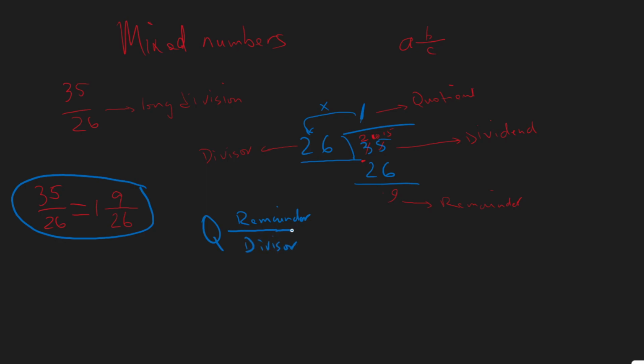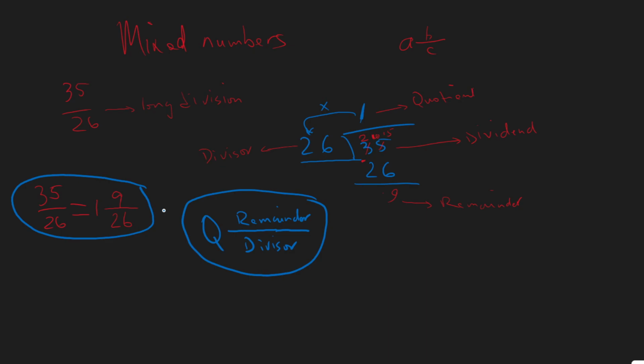Okay, guys, that's how you represent a mixed number. The quotient, which is the 1, the remainder, that's the 9 we have here, over 26, which is the divisor. If we replace the q with a number, the q is 1, that's the quotient. The remainder is 9, labeled over here for you. And the divisor is 26. That's how you represent a mixed number.